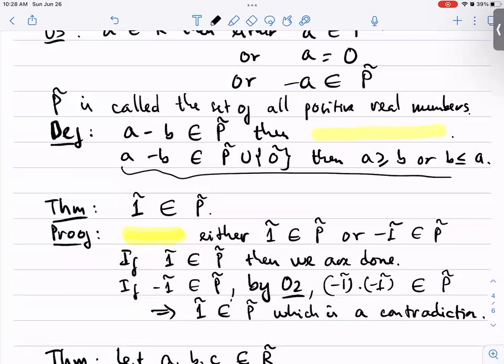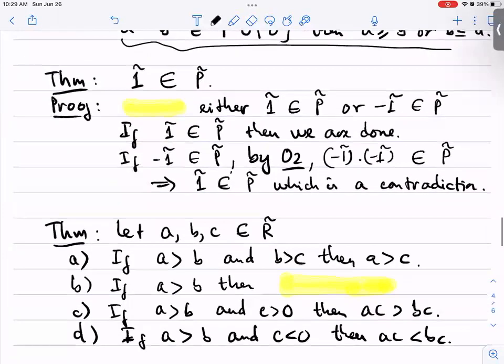We start with a definition. If A minus B is an element in the set P, then in that case we say that A is greater than B. If A minus B is an element in the union of this set of positive numbers and the set containing the element 0, then we say that A is greater than or equal to B, or B is smaller than or equal to A.